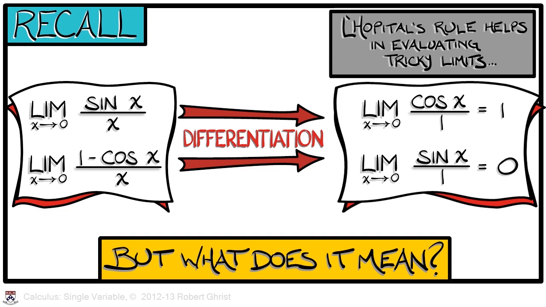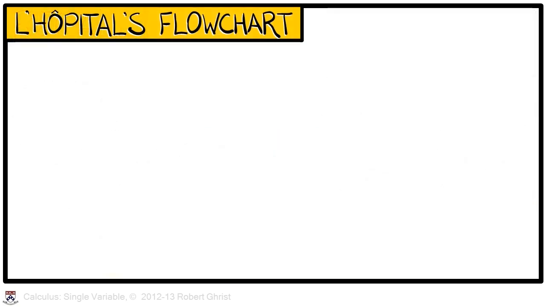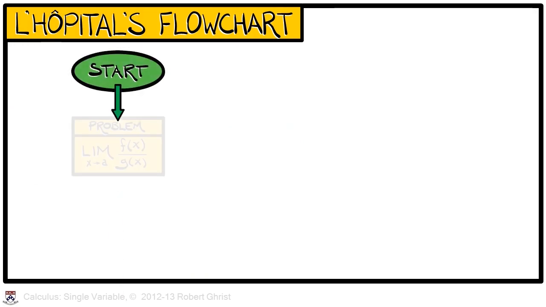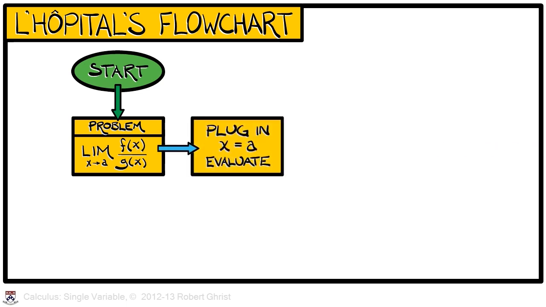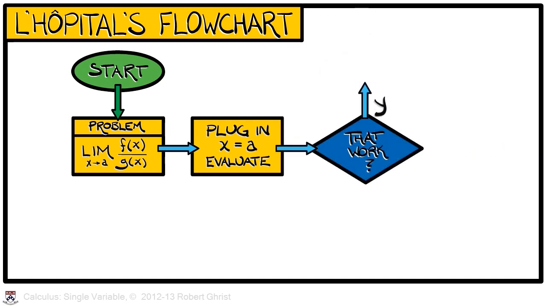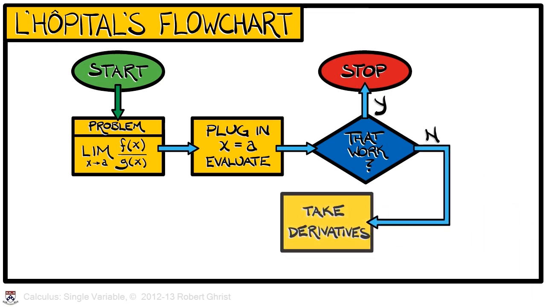But what does L'Hopital's rule really say? Well, remember the way that it is applied. You begin with a limit of the form of a quotient, say f of x over g of x. Then you try to evaluate the limit. If that works, then great, you're done. If that doesn't work, then L'Hopital's rule says to differentiate both the numerator and the denominator. Try to evaluate the limit again. If that works, great, you're done. If not, repeat until it does work.